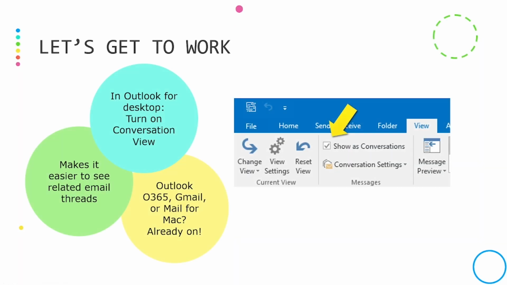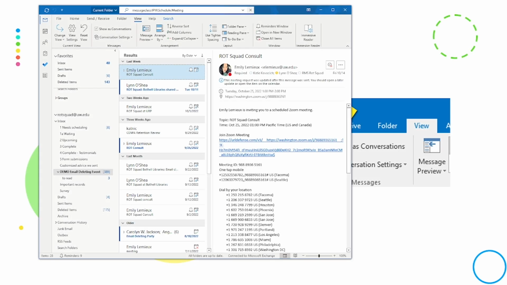First, we're going to turn on our conversation view. I'll show you where that is in our email box. It's right up here on top that says Show as Conversations. You want to click that box. It makes it easier to see related emails. It makes it easier to parse and handle all the different conversations. Go ahead and click that now.